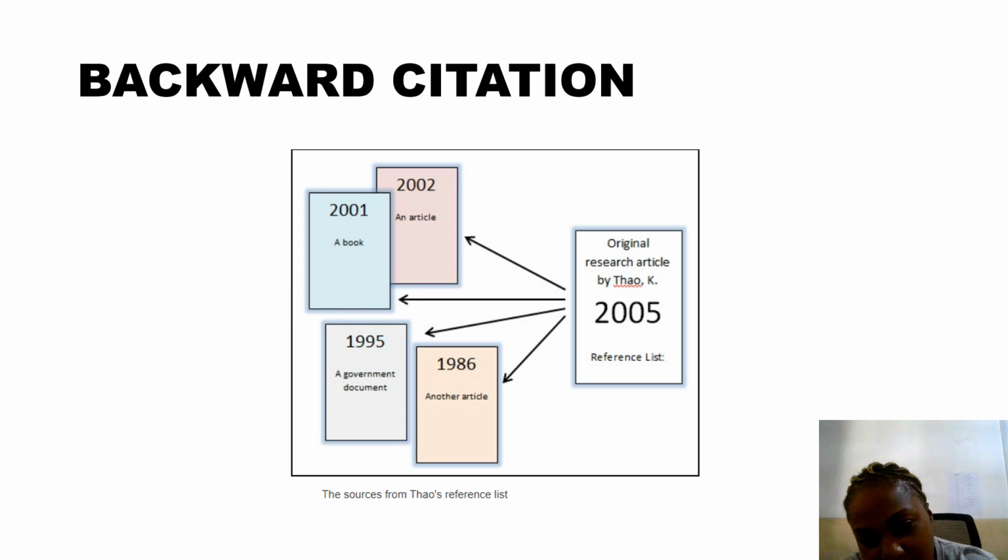You have read a paper by Thao, 2005, and it struck you so much, you liked it. Then you want to know, before 2005, what did he write? So you are going backward. 1986 he had his first article, 1995 second, 2001 third, 2002 fourth. So you can read how he came up to that paper. So that's backward citation.